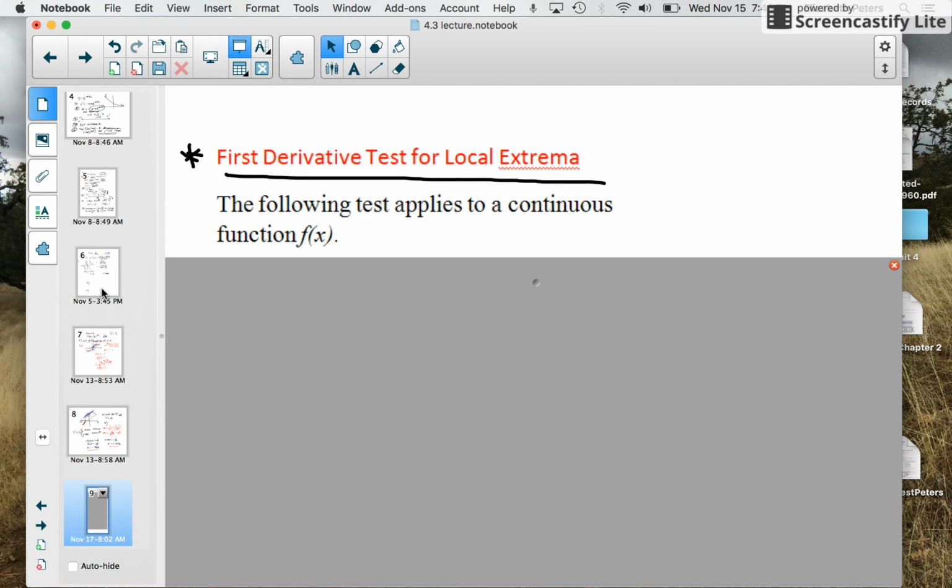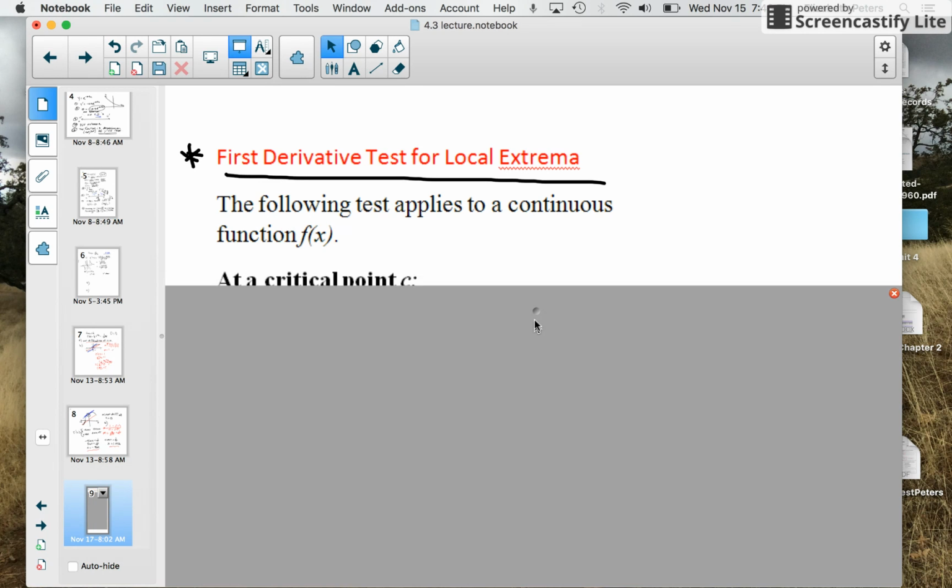Now we're going to talk about the first derivative test for local extrema. So this kind of adds to our study of graphs and how we can tell whether they're increasing, decreasing. We'll start talking about concave up, concave down, ways that we can really learn more about graphs by using their derivatives. So the following test applies to a continuous function only. So the function has to be continuous.